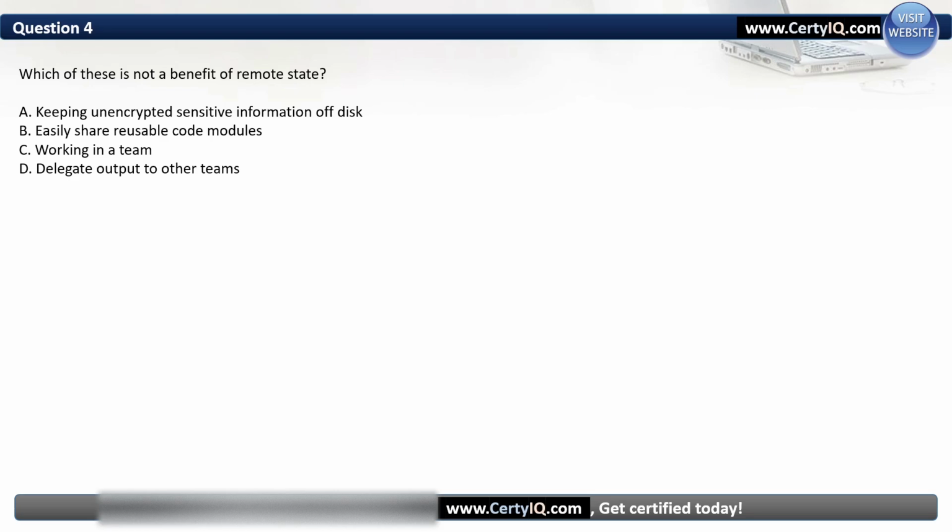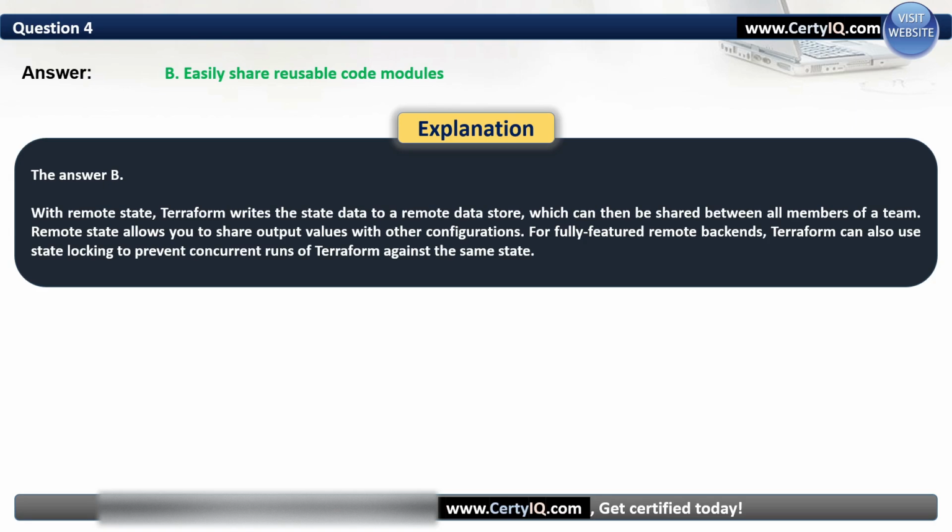Question 4. Which of these is not a benefit of remote state? The correct option is B. Easily share reusable code modules. The answer is B. With remote state, Terraform writes the state data to a remote data store, which can then be shared between all members of a team. Remote state allows you to share output values with other configurations. For fully featured remote backends, Terraform can also use state locking to prevent concurrent runs of Terraform against the same state.